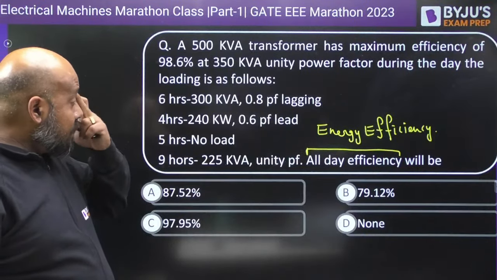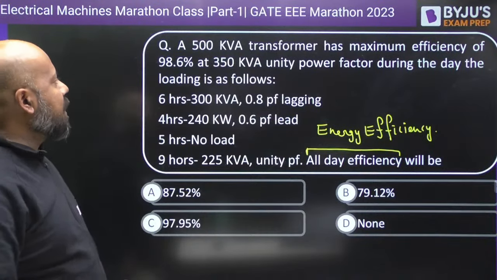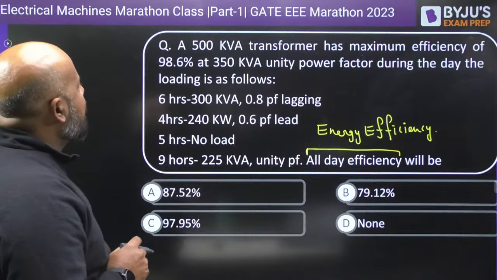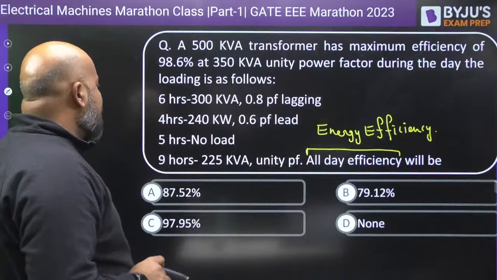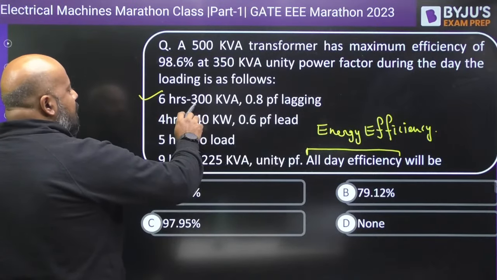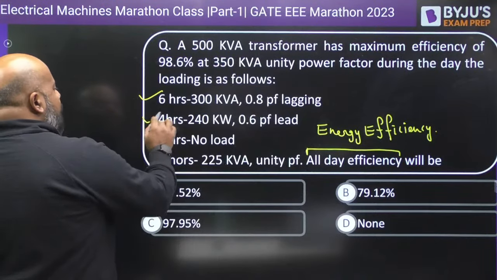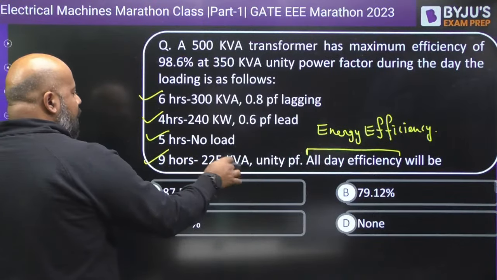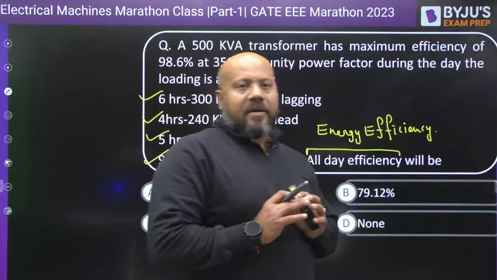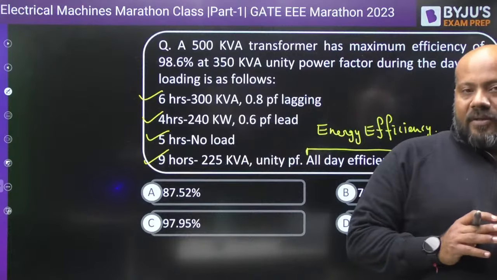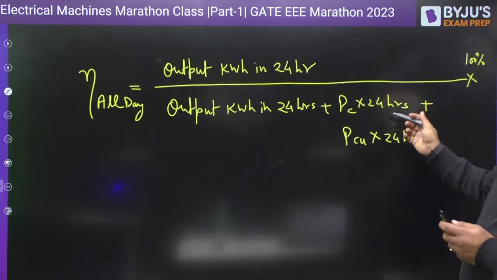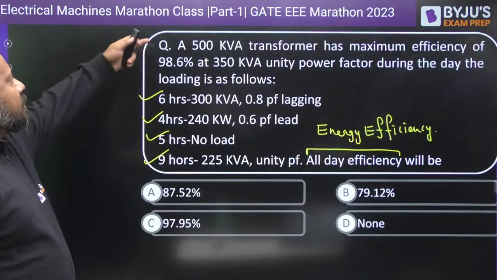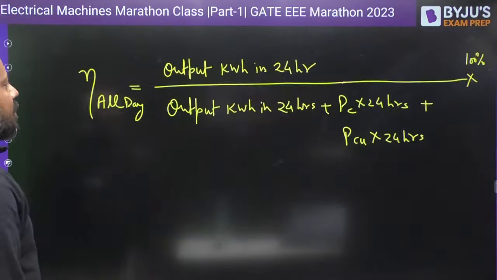Now you see, at the start of the problem he is giving you some data: a 500 kVA transformer has a maximum efficiency of this. Why is he giving you this data? For 6 hours the loading is 300 kVA, 0.8 power factor lagging. For 4 hours, this power output, 0.6 power factor lead. For 5 hours, no load. For 9 hours, 225 kVA unity power factor. Throughout the question he is not giving you the core loss, and you require the core loss to write the all-day efficiency, yes or no? You have to multiply by 24 hours. It means the data given at the start of the problem is just to give you an indication of the core losses. So write the maximum efficiency first.